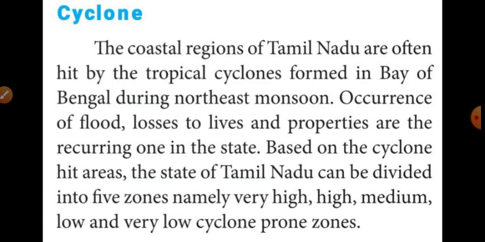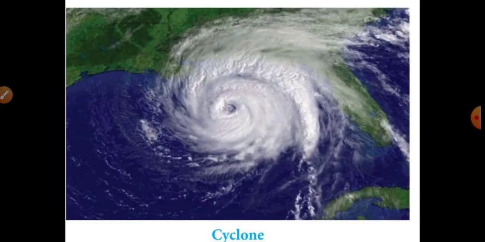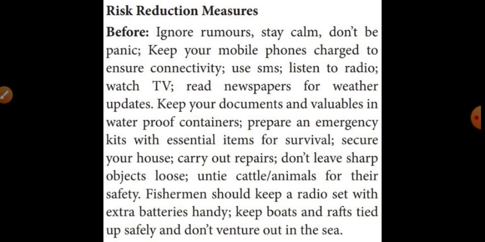Okay, listen, students. See the picture. This is a cyclone. How is it formed? It forms inside the sea. The coastal regions, mostly in Tamil Nadu, acquire the cyclone during the northeast monsoon season. During a cyclone we will lose our lives and properties. Then what are the measures we can take before, during and after a cyclone?